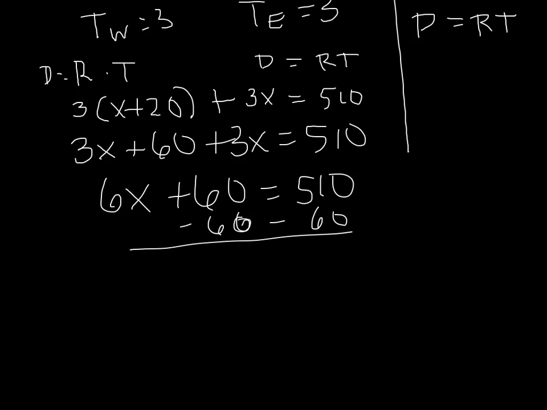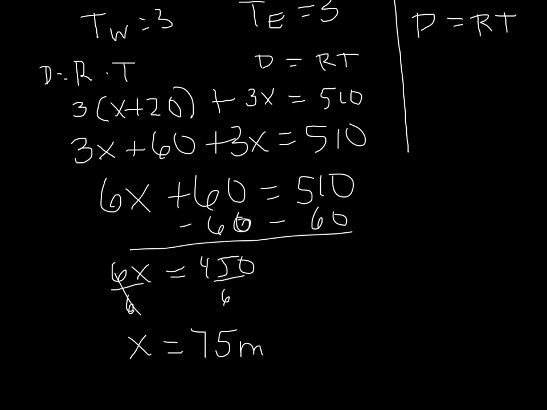That's a 60. It's kind of hard to write with this little stylus. And I have 6x equals 450. And then I'm going to divide by 6, and I have x equals 75 miles per hour, right?